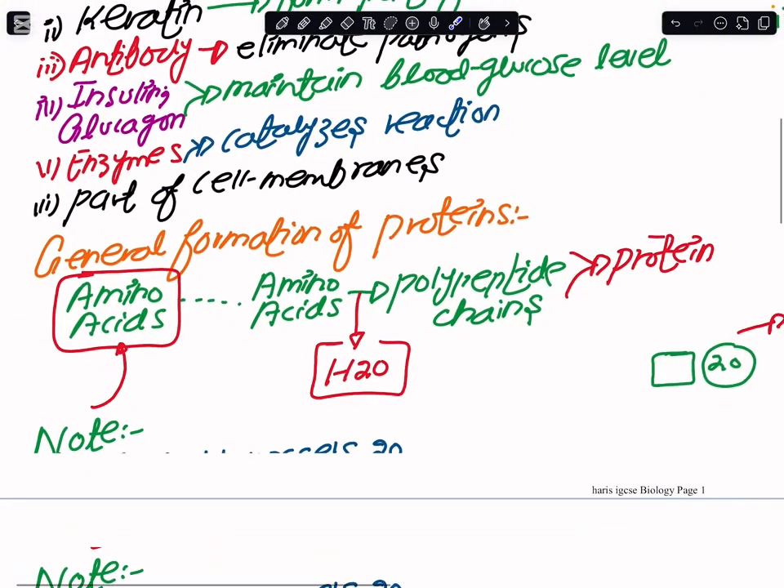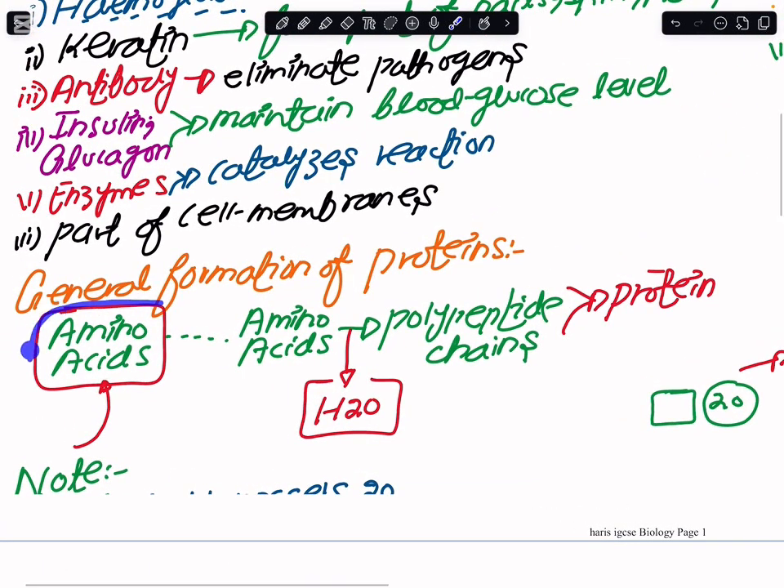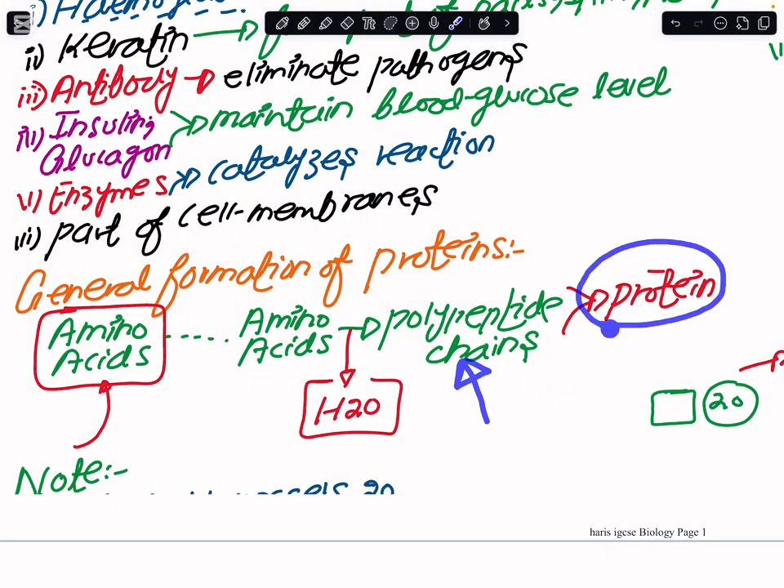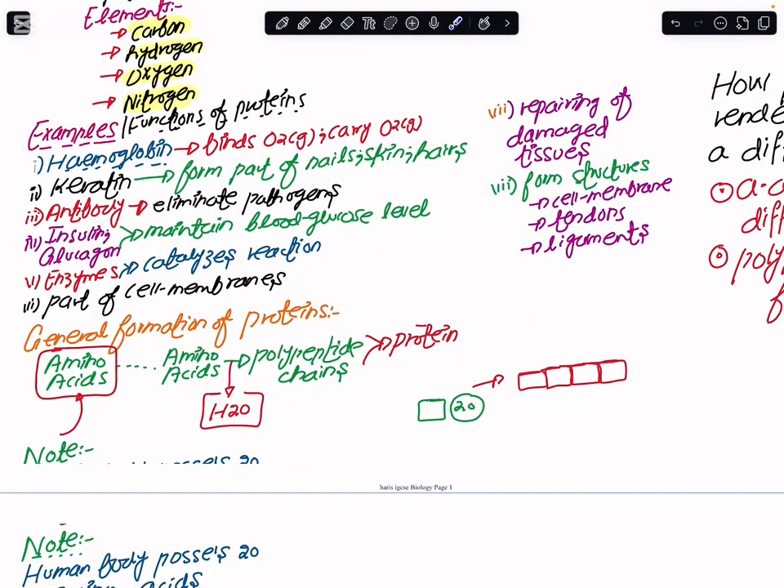Now we must know how the general formation of the protein takes place. I need to take the monomers, and these monomers are the amino acids. When these amino acids are combined, linked or condensed with one another, by the elimination of water, we end up making polypeptide chains. And these polypeptide chains further make the proteins. So this is how the general formation of the protein takes place. I take this amino acid, then amino acid, linking them to make the polypeptide chains, and we end up making proteins out of it.